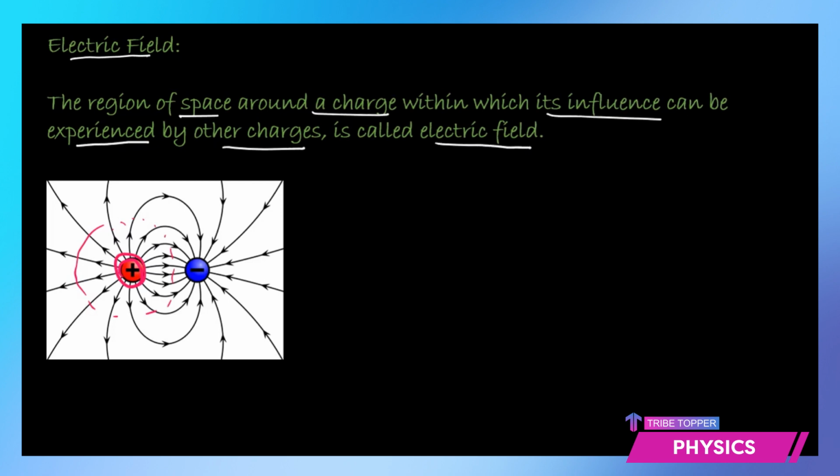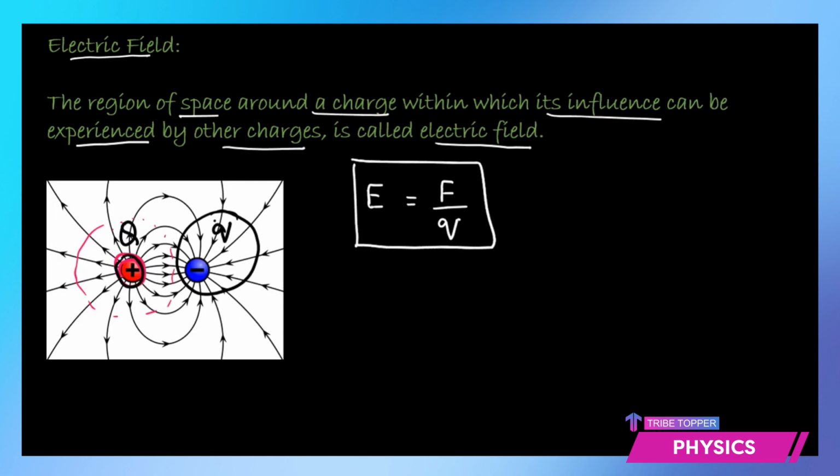And how do we determine the electric field strength? So electric field strength means how strongly it attracts or repels the other charges, right? So that would be stated as electric field strength. E is the force experienced per unit test charge. So if I have this charge as small q, which is experiencing the field of this charge capital Q, then E is equal to force experienced per unit test charge, F by q.